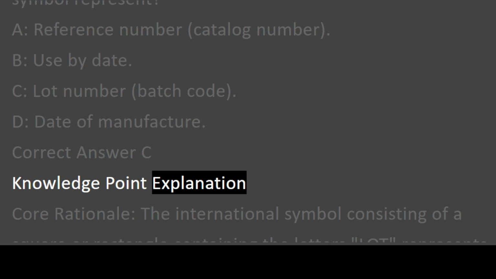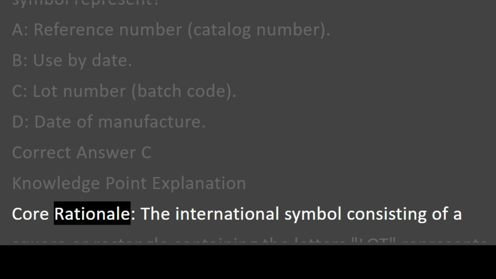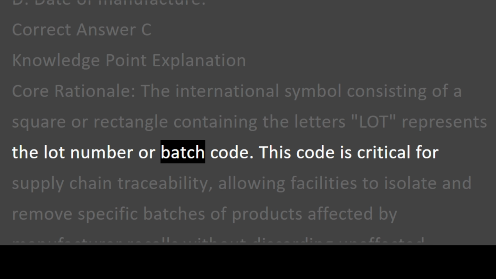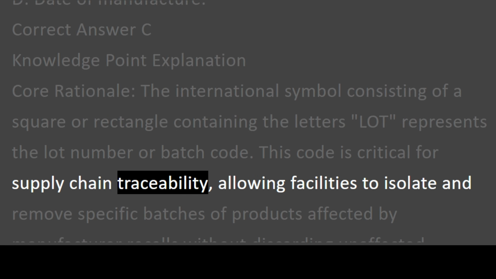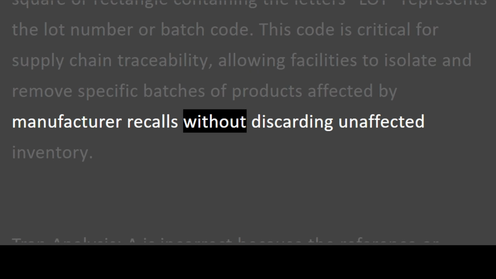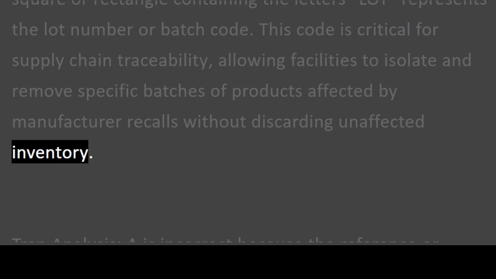Knowledge point explanation. Core rationale. The international symbol consisting of a square or rectangle containing the letters LOT represents the lot number or batch code. This code is critical for supply chain traceability, allowing facilities to isolate and remove specific batches of products affected by manufacturer recalls without discarding unaffected inventory.